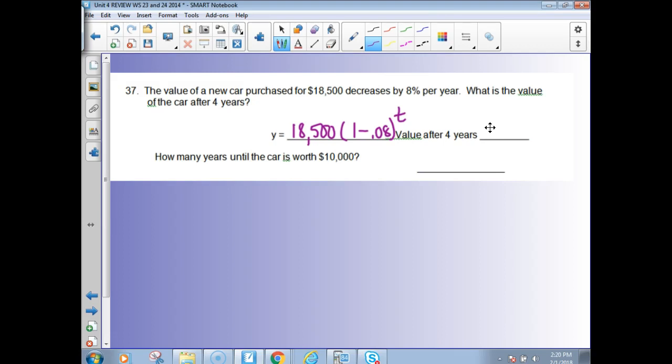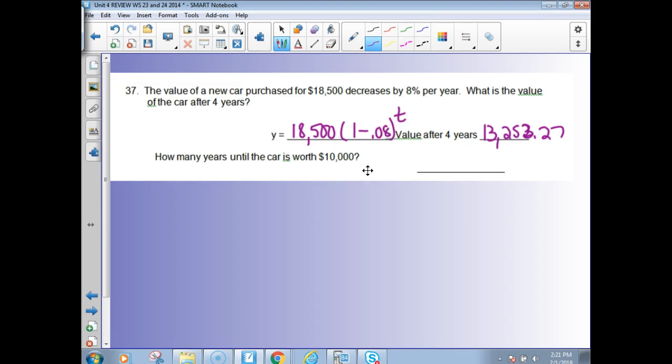And it should come out to $13,253.27. How many years until the car's worth $10,000? Put this equation in Y1, put this equation in Y2. That's why I tell you put a t in there, because if you don't put in the right equation, some of you have gotten confused about why you weren't getting anything but a line, because you didn't have a variable.